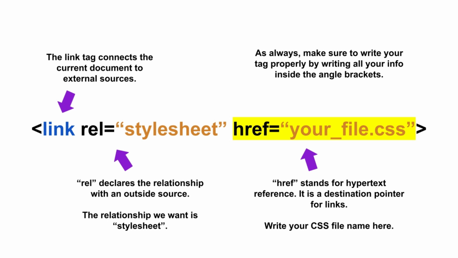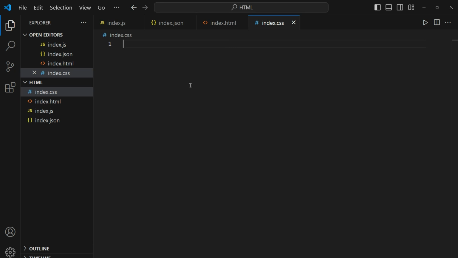Inside the quotes, write the name of your CSS file. Make sure to write .css. As always, make sure to write your tag properly by writing all your info inside the angle brackets. And we are done. This is how you create a CSS file in Visual Studios. Here, we will write many wonderful codes, God willing.